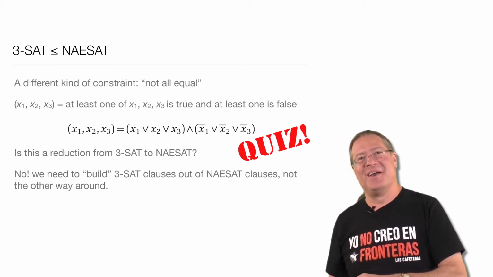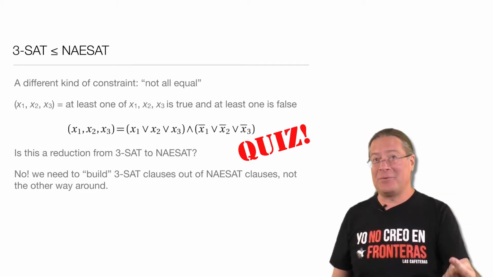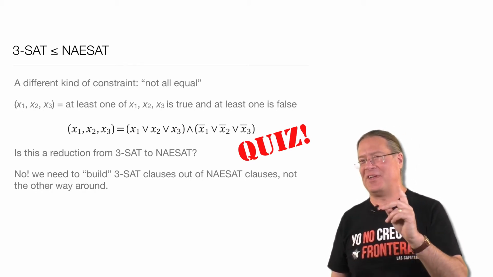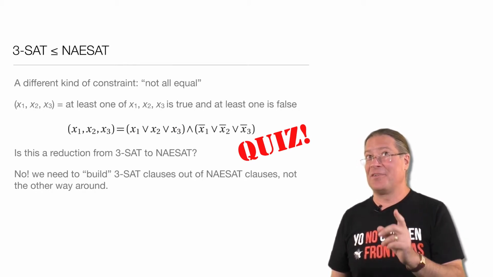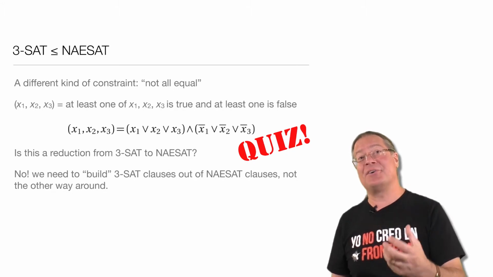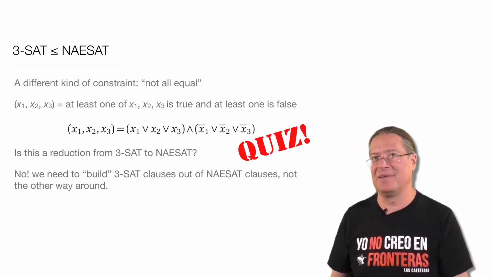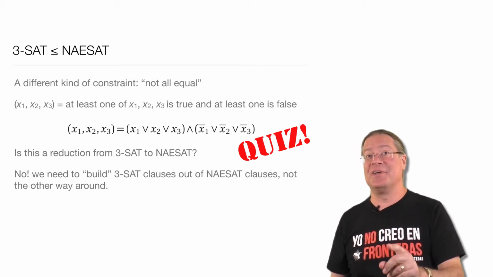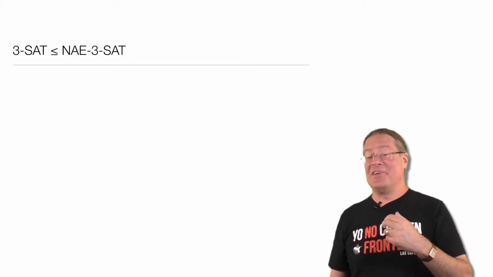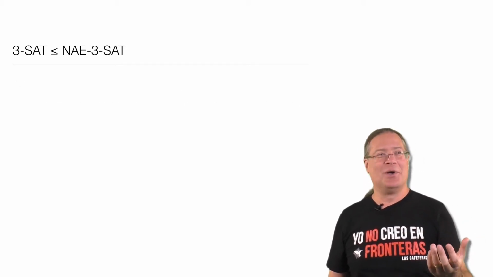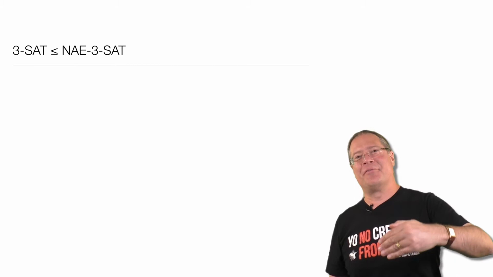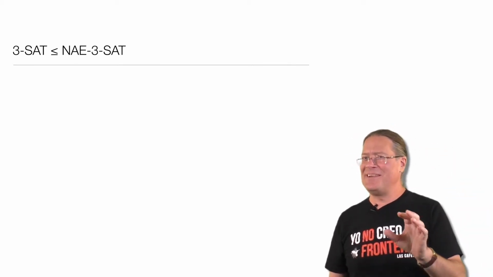What I just showed you was how to express not-all-equal SAT in terms of 3-SAT. If we want to prove that not-all-equal SAT is NP-complete, we need to express 3-SAT in terms of not-all-equal SAT. We need to build 3-SAT clauses out of not-all-equal SAT building blocks. Not what I did here, which was build the not-all-equal SAT clause out of a pair of 3-SAT building blocks. This can be tricky to keep track of. And even professional computer scientists often confuse when they mean reduce from or reduce to. So we need to keep track of what we need to do.